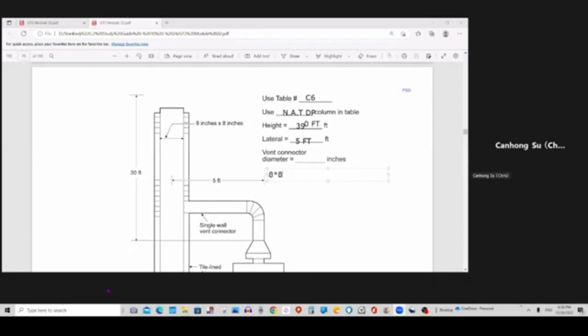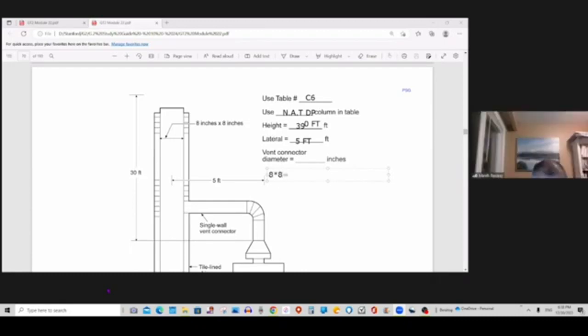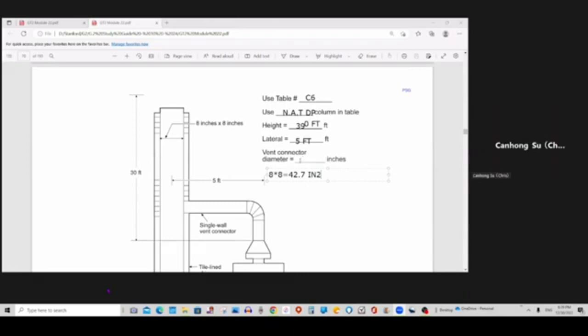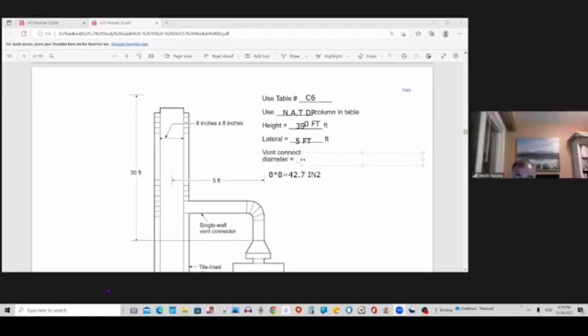42.70. 42.7, yeah. Okay, inches square. This is the area. Now, if you look at it, what do we get with 30 feet and 5 feet? 30 and 5. You mean the minimum and the maximum? Yeah, what size diameter do you get for the connector?